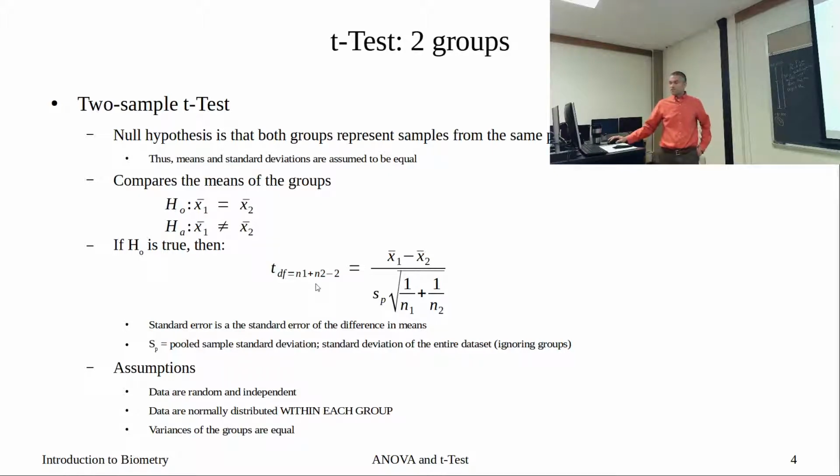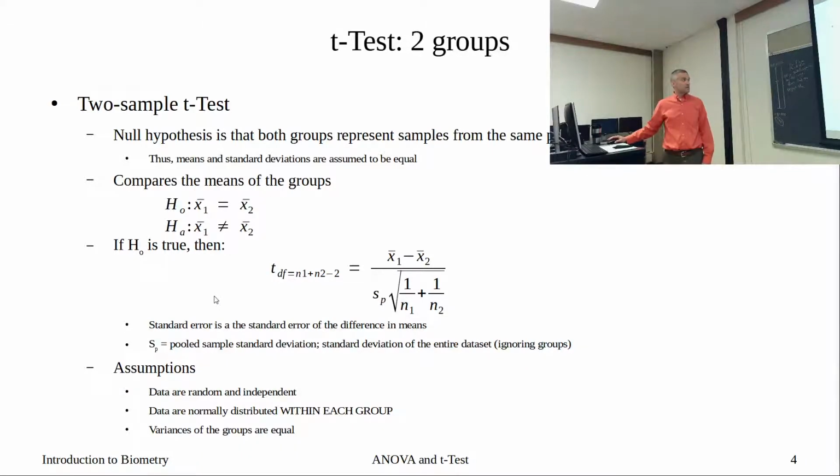What about degrees of freedom? Degrees of freedom is equal to our sample size minus 2. So if we did a one-sample t-test, what is our degrees of freedom? The sample size minus 1, right? Well, the same thing applies here. Sample size minus 1 plus our sample size minus 1 gives us total sample size minus 2.